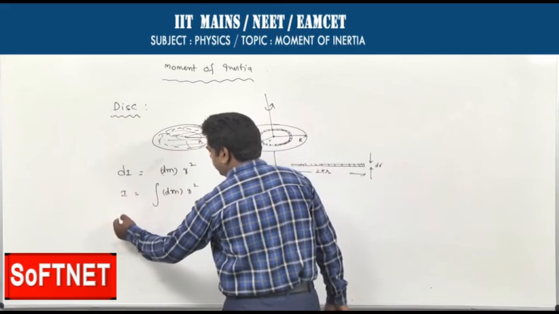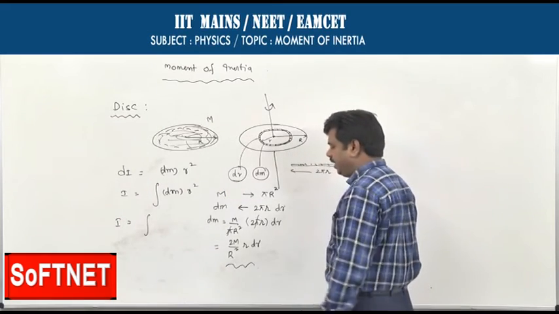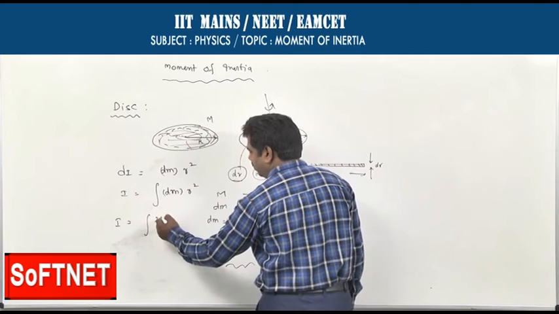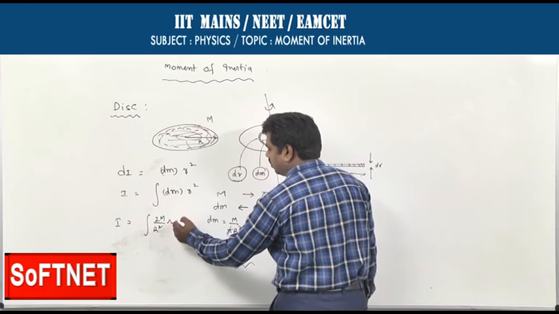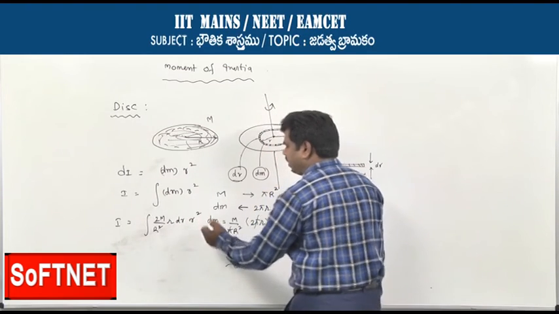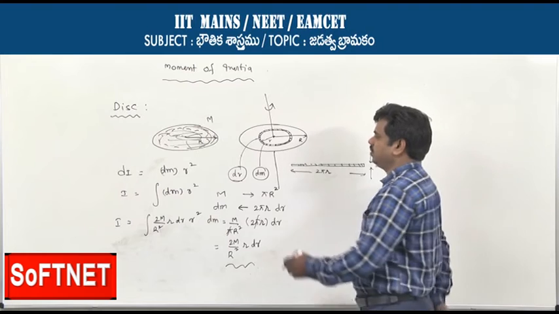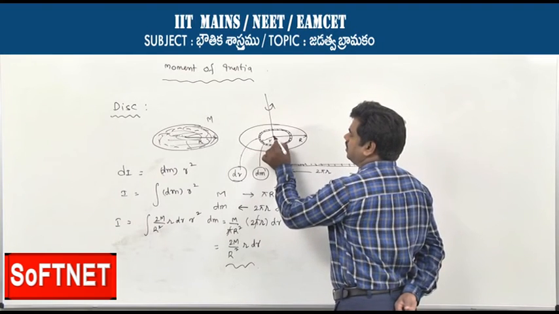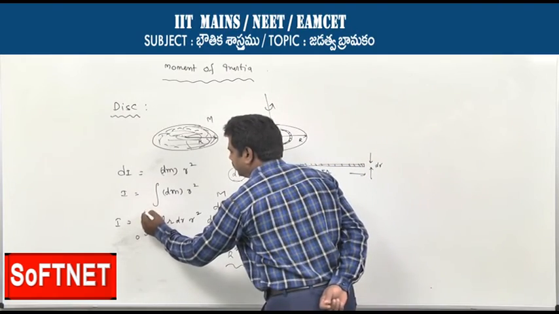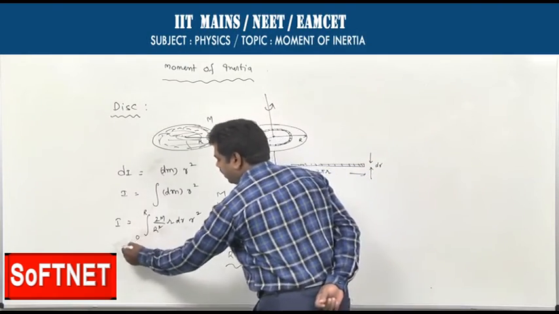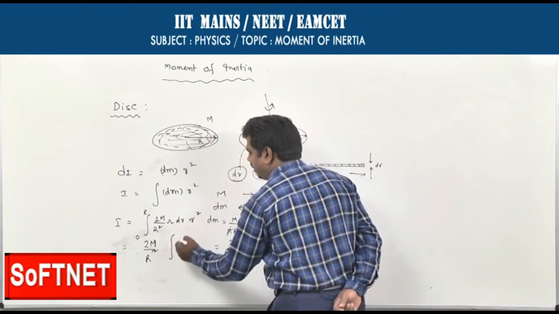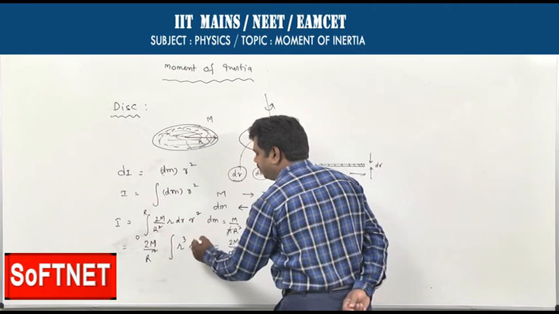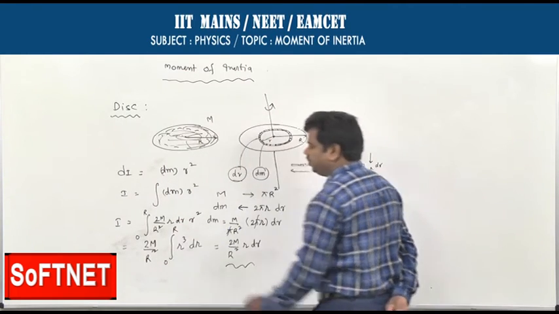That is I is equal to integration of dm, this is dm, 2M by R square r dr, into r square. Where to where does the limit go? Limit goes from the center to what? This element is stretched from here to here, that is 0 to capital R. So what will become here? 2M by R square integration of r into r square, that is r cube dr, limits 0 to capital R.